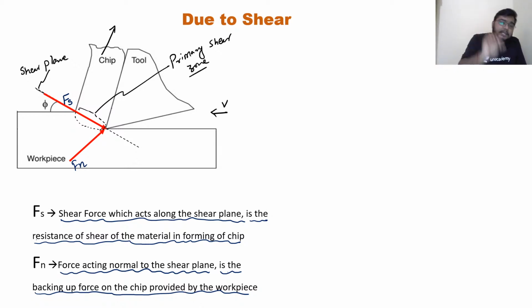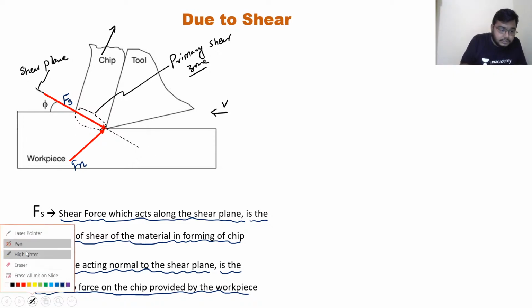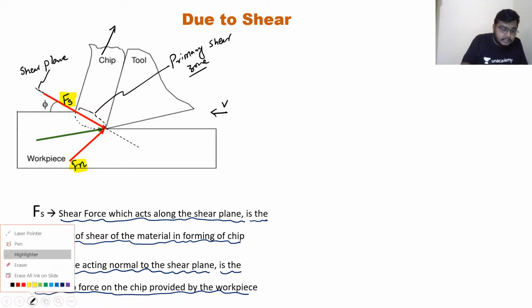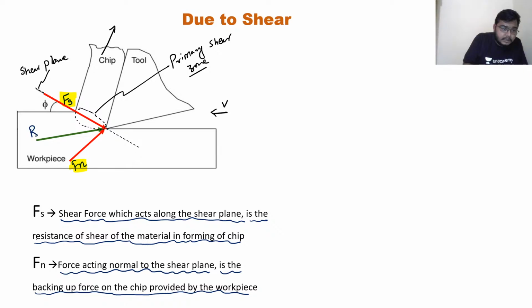So at the shear plane, there are two kinds of forces. And what are the forces, sir? The forces are Fs and Fn. And there is a resultant of Fs and Fn, that is R. Clear? What we have seen here, sir?